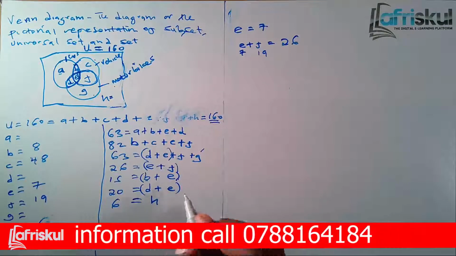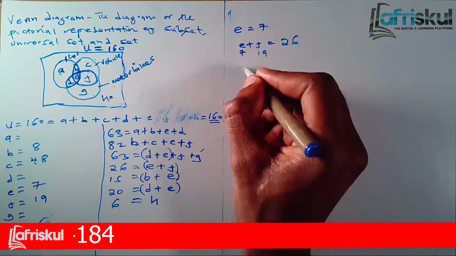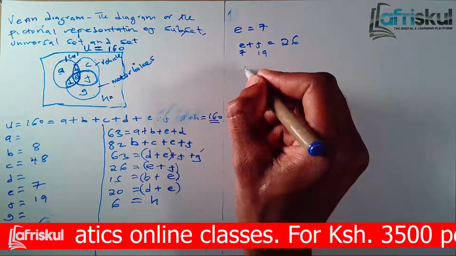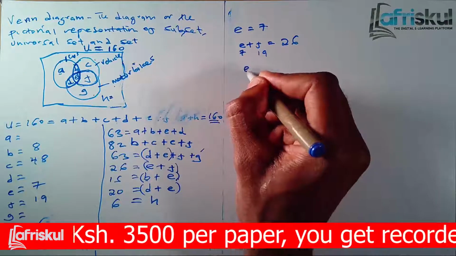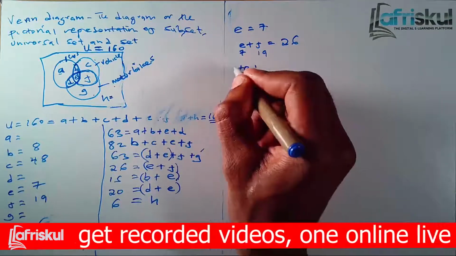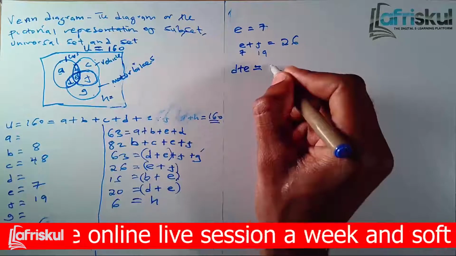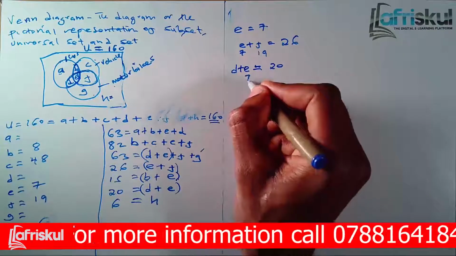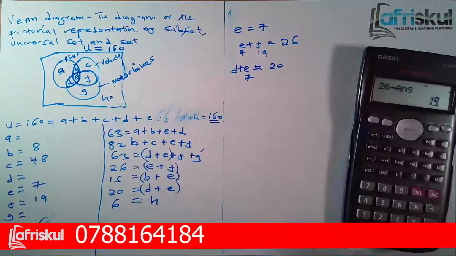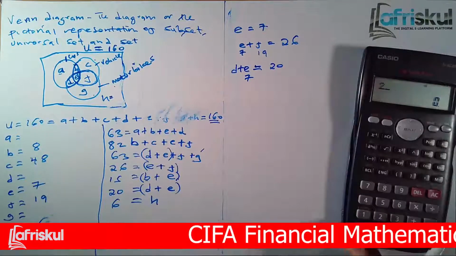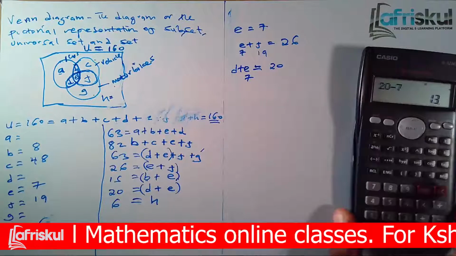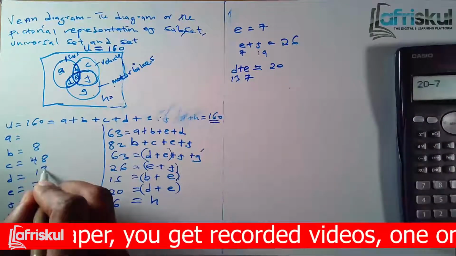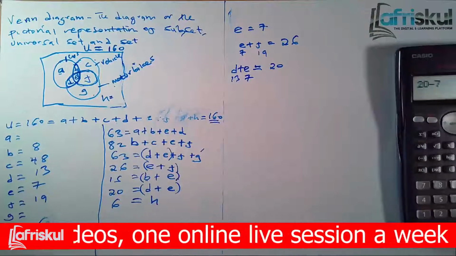And if you've gotten your F as 19, remember we have another one, D plus E. D plus E gives you 20, and our E is 7. Therefore, our D becomes 20 minus 7, and our D becomes 13.